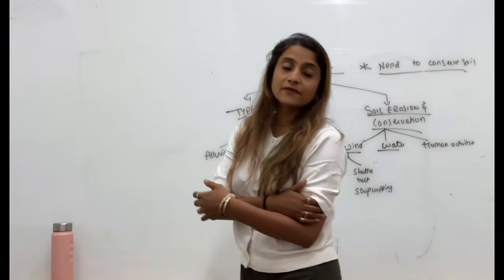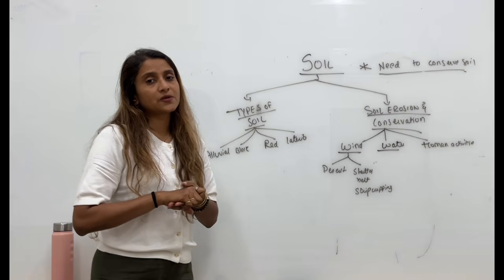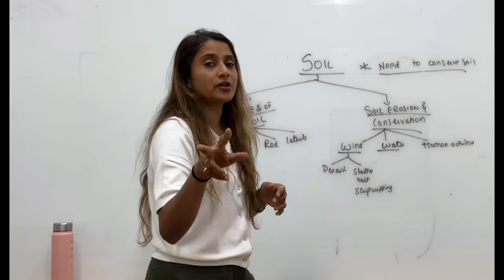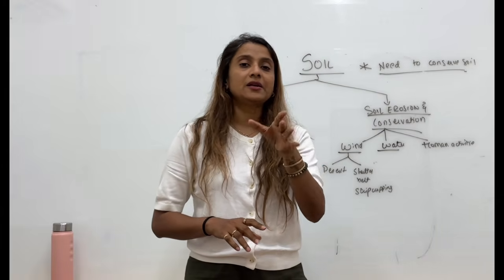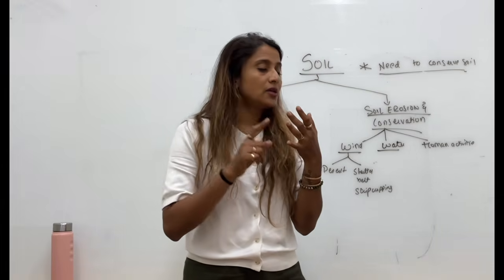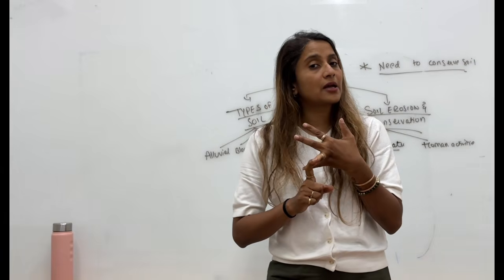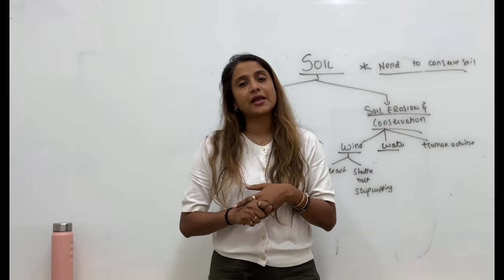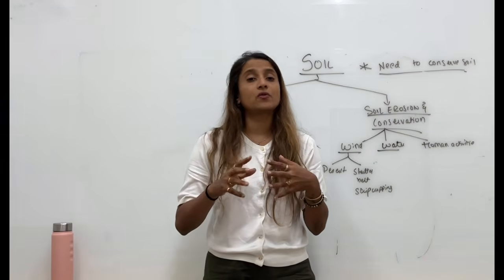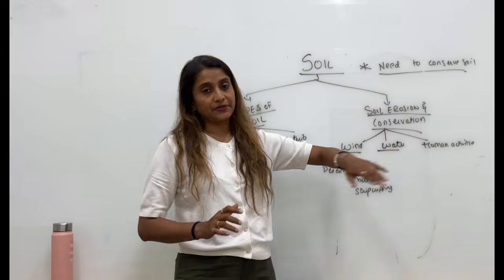Now the second part of the chapter talks about erosion and conservation. Of course, you need to know the definition of soil erosion and conservation very well. Now, 3 human activities mainly that lead to soil erosion: deforestation, overgrazing. Overgrazing is very common in Rajasthan, and faulty cultivation practices like slash and burn or overuse of chemical fertilizer. Okay, that is human activity.